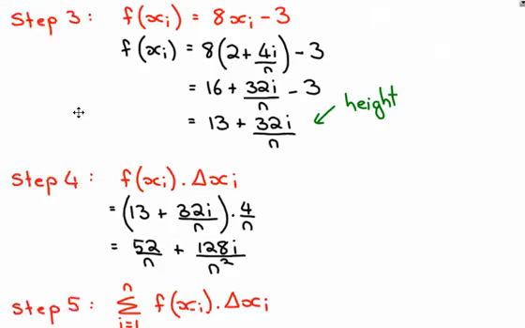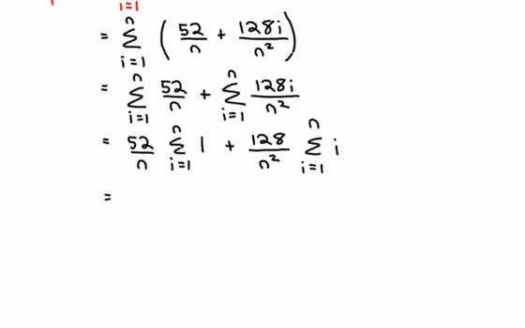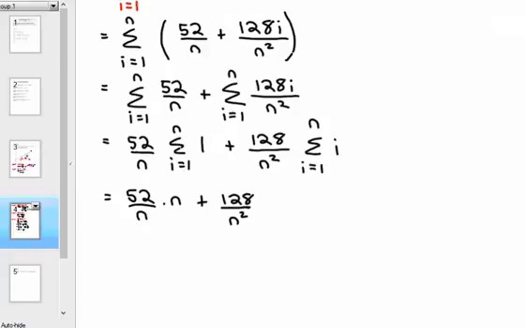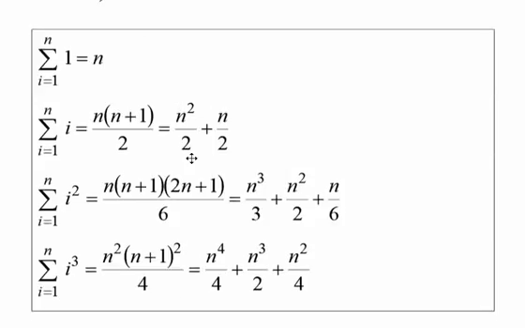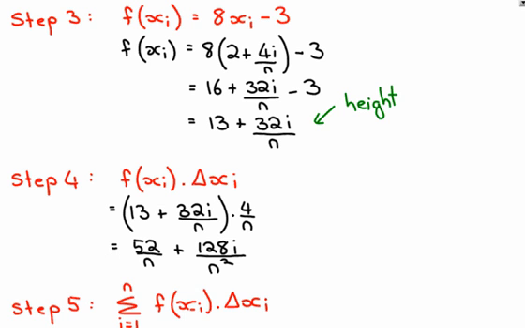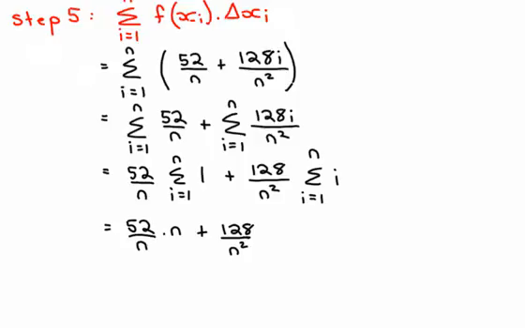So let's go back here. Right, so I've got 52 over n, and the sum of 1 from i is equal to 1 up until n is just n, so I times it by n, plus 128 over n squared, and the sum of i from i is equal to 1 up until n, remember what we got? We got n squared over 2 plus n over 2. So we're going to go back there, n squared over 2 plus n over 2. You can also use it in the other form before you've times out the brackets.